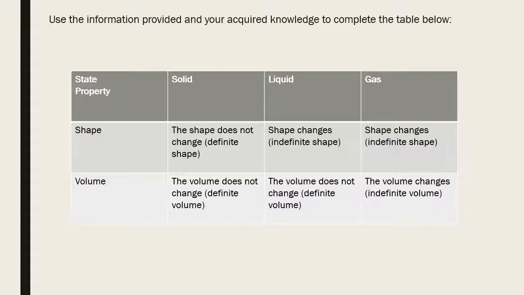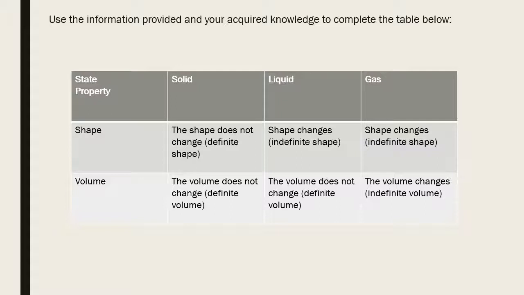Volume. The volume does not change, so the amount of space. The volume does not change for a solid. If you have, for example, a rubber, it's not going to suddenly take more space. It's not going to suddenly increase its volume. We say it's got a definite volume. Also with the liquid, if you've got 20 milliliters of water, it's not going to suddenly become 30 milliliters of water. So also the volume, the amount of space it takes, does not change. We also say it's got a definite volume.